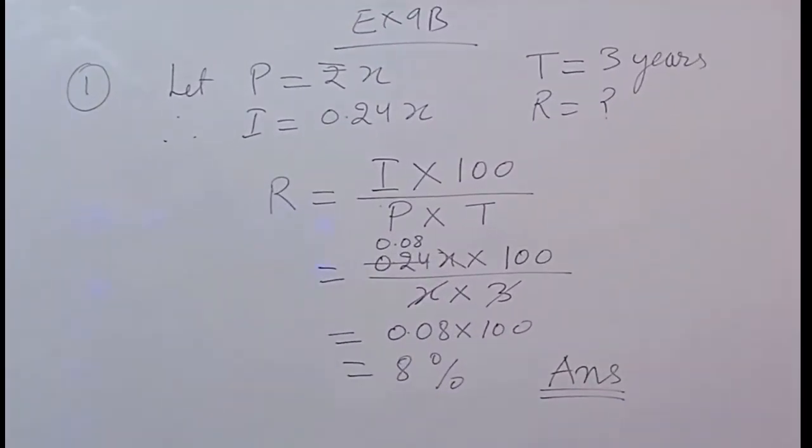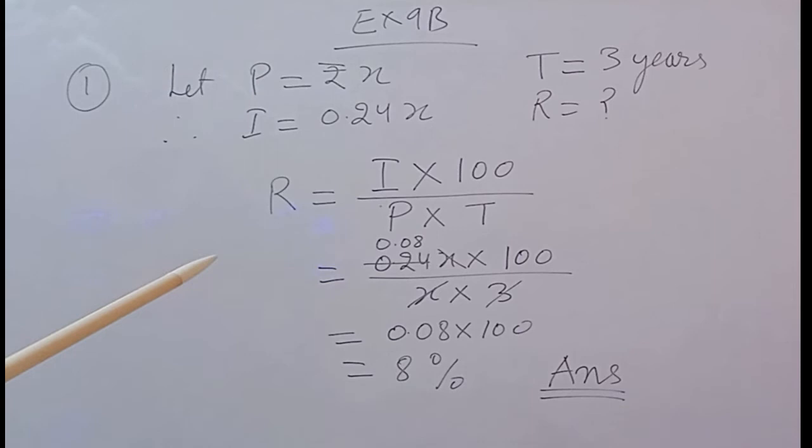Children, I am taking question number 1 of exercise 9b. The question is that the interest on a certain sum of money is 0.24 times of itself in 3 years. Find the rate of interest. So whatever is given, just write down first. Let us take P equal to X, and the I will be 0.24X. Time T is given as 3 years, and rate of interest we have to find out. So write the formula. R equal to I into 100 upon P into T.